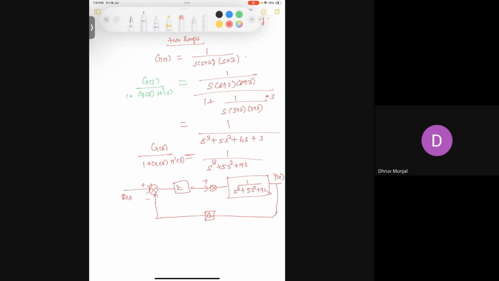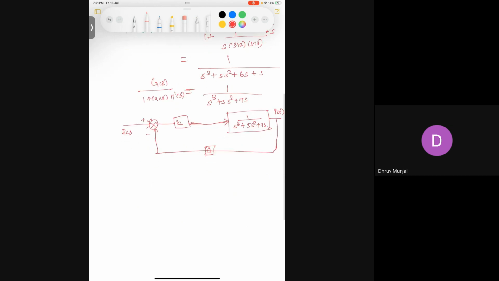Once we solve those inner loops, you don't have any summation here. It will be just straight. Good. Now if we find the final closed loop system, this will become C of s by R of s is equal to K by s cube plus 5s square plus 7s divided by s cube plus 5s square plus 7s plus K.